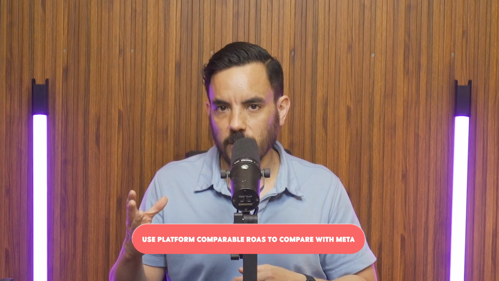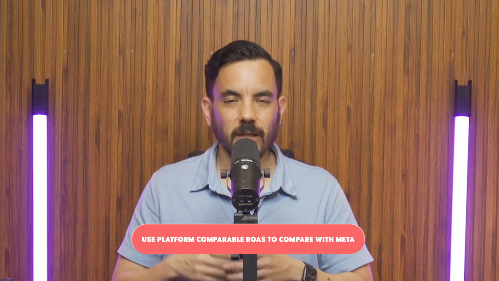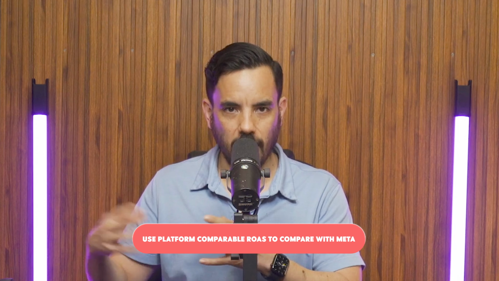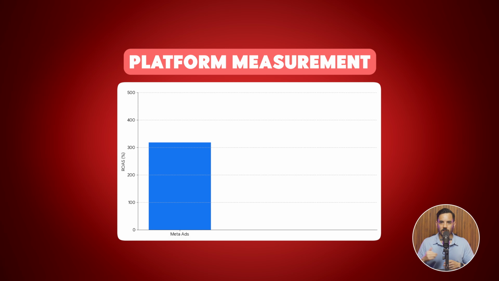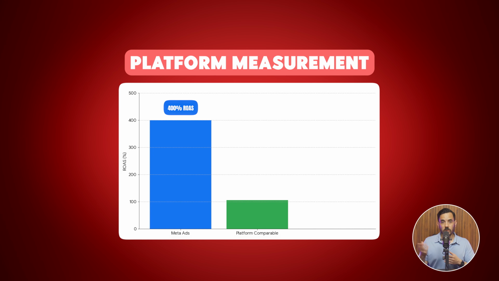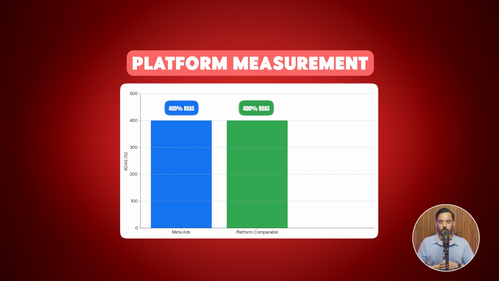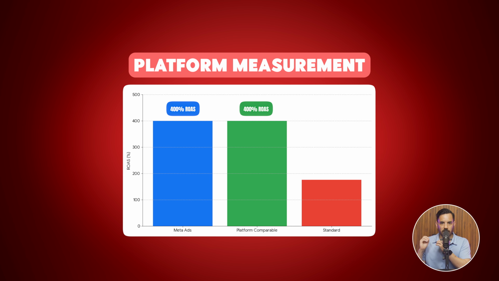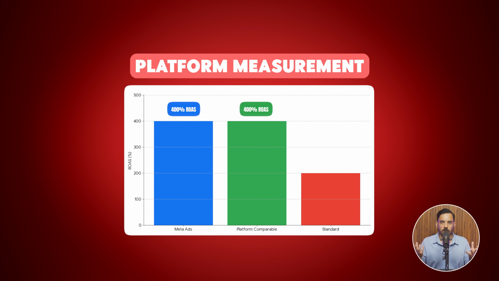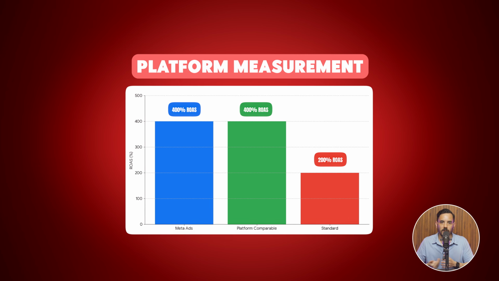Use platform comparable ROAS to compare with Meta Ads. This gives you a much fairer comparison. Both platforms are now measuring in the same way. Let me give you a concrete example. Let's say your Meta Ads are doing 400% return on ad spend. Your goal should be to achieve approximately 400% platform comparable return on ad spend in demand gen. Your standard return on ad spend column might show something like 200%, maybe even lower. That's expected and normal. Don't panic.